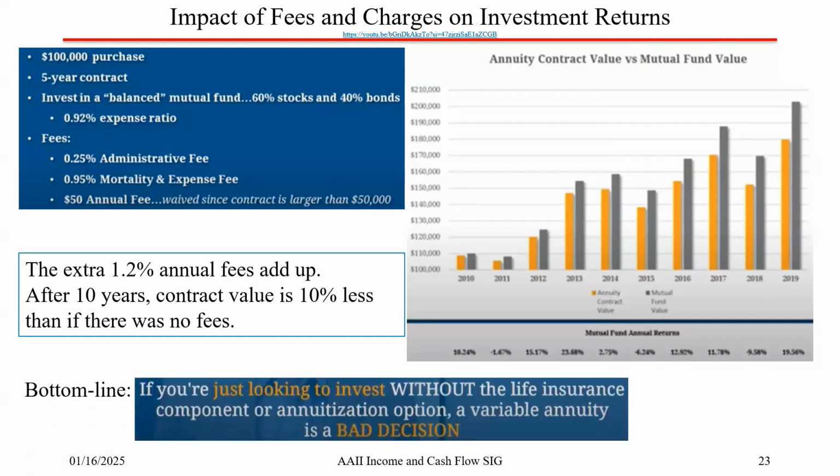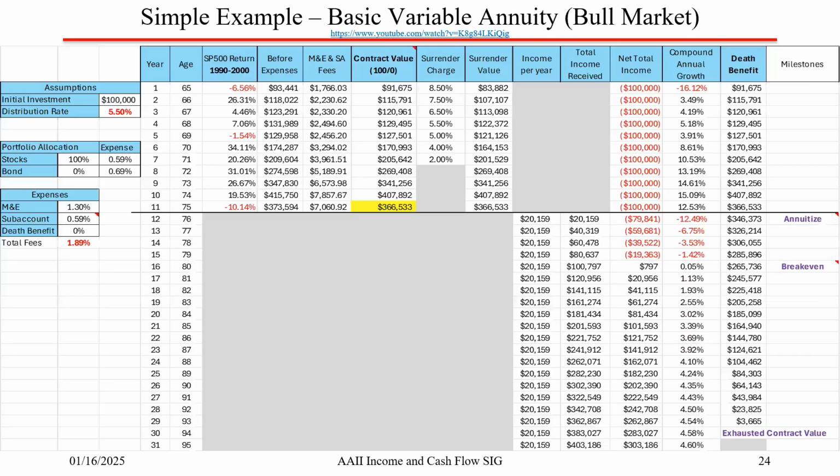And then the bottom line to me is if you're just looking to invest without the life insurance component or annuity, a variable annuity is a bad decision. However, I have an exception for you. Let's come to it later. So here's a simple example.